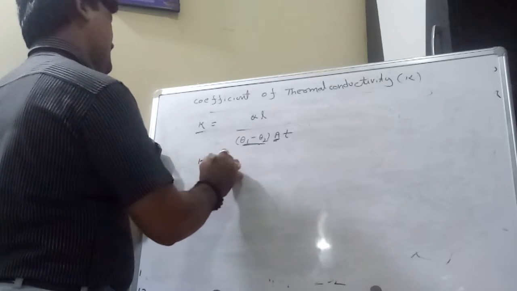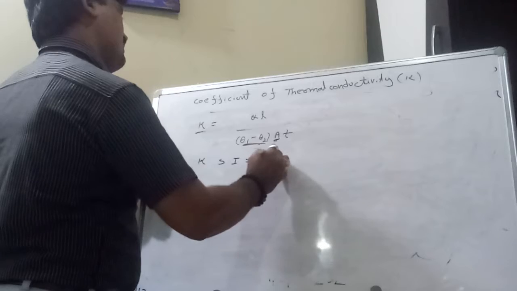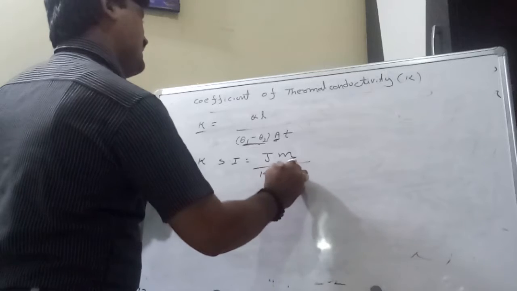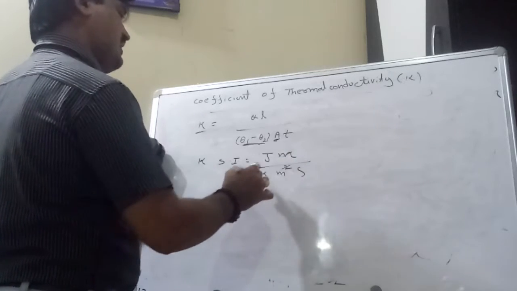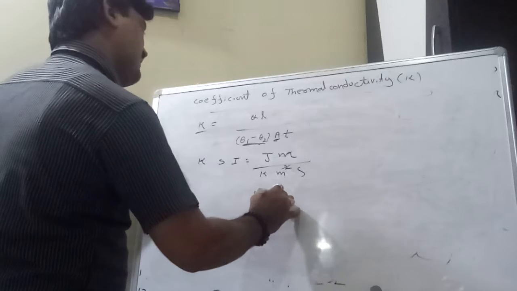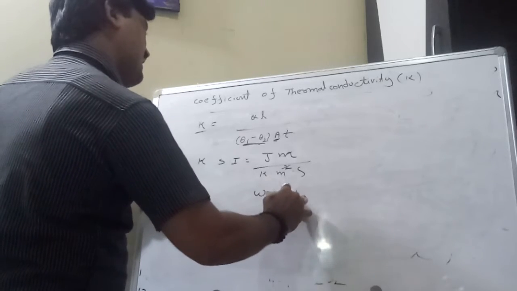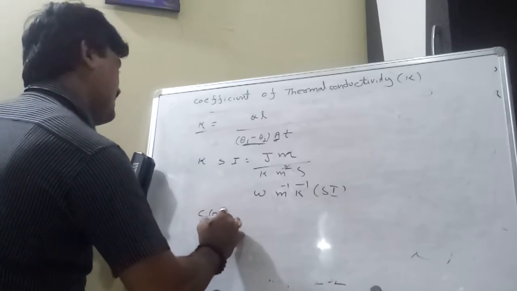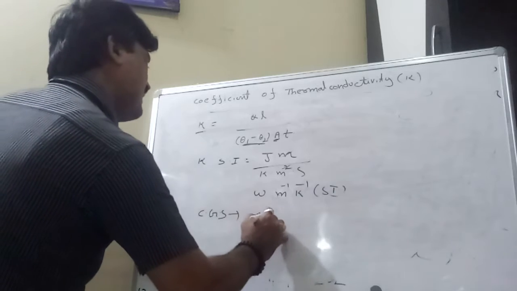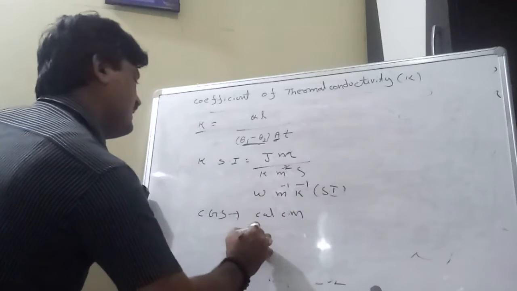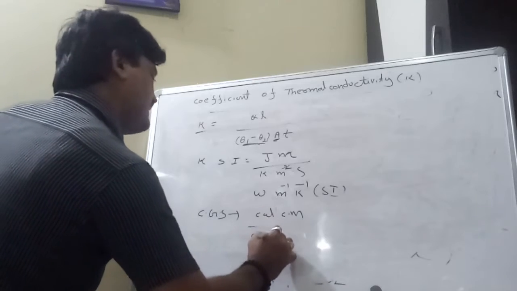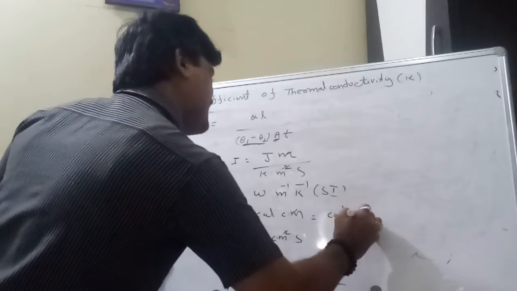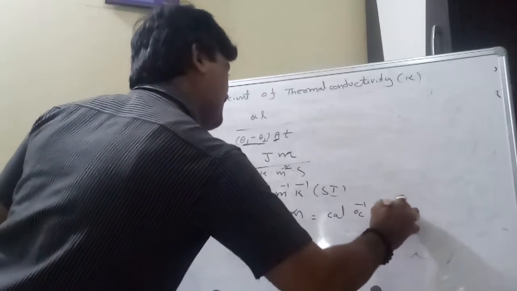The SI unit of K: joule meter per kelvin meter square second. Meter cancels, so joule per second is watt: watt per meter per kelvin, that is, watt meter inverse kelvin inverse. That is the SI unit. And the CGS unit is calorie centimeter per degree centigrade centimeter square second. Centimeter cancels: calorie per degree centigrade per centimeter per second.